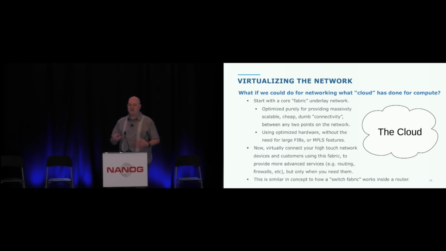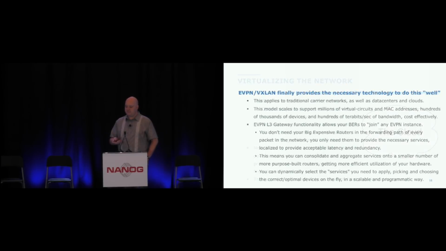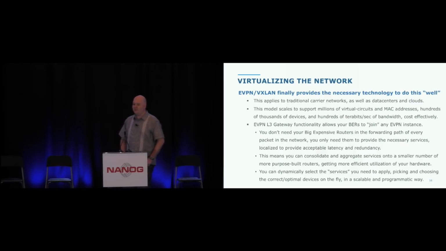And like I said, it's kind of similar in concept to how a switch fabric works inside of a router. You start with a fabric that is very simple, very cheap, very scalable bandwidth, and it's all about that dumb connectivity. So EVPN VXLAN really provides the technology that you as an end user, someone who's not out creating your own protocols or creating your own ASICs, it really provides you the techniques that you need to do this well. So for traditional carrier networks as well as data centers and clouds, it's something that you can go out, configure today, and have it work.